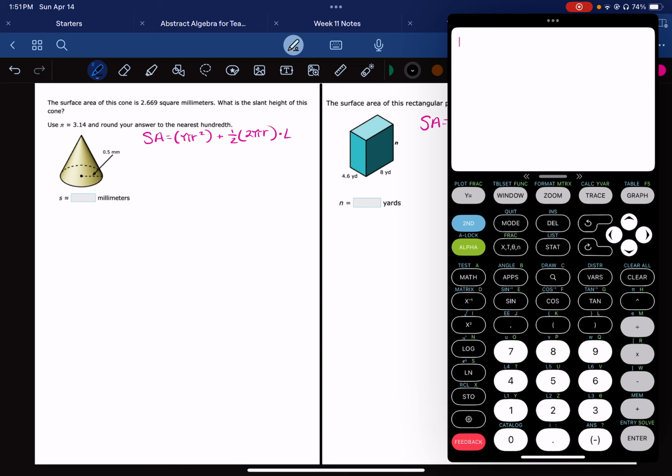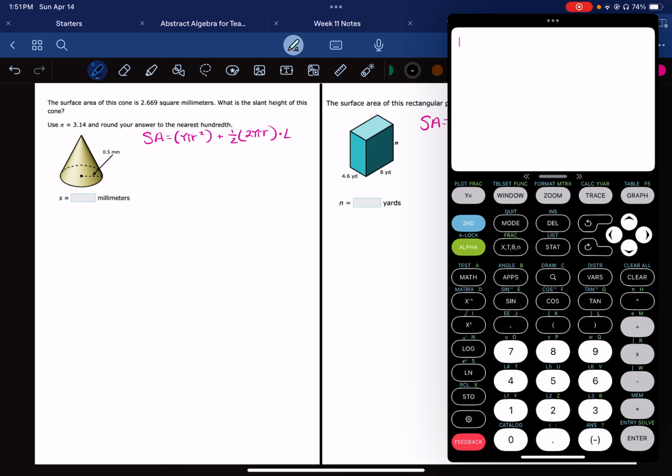Today, I want to extend on that skill and show you guys a problem where maybe we know the surface area, but we are missing another piece of information in the diagram. So, looking at the cone on the left side of the screen, the problem is telling us that the surface area of the cone is 2.669 square millimeters and is asking us what is the slant height of this cone. Okay, so we know the surface area, but we're looking for the slant height.